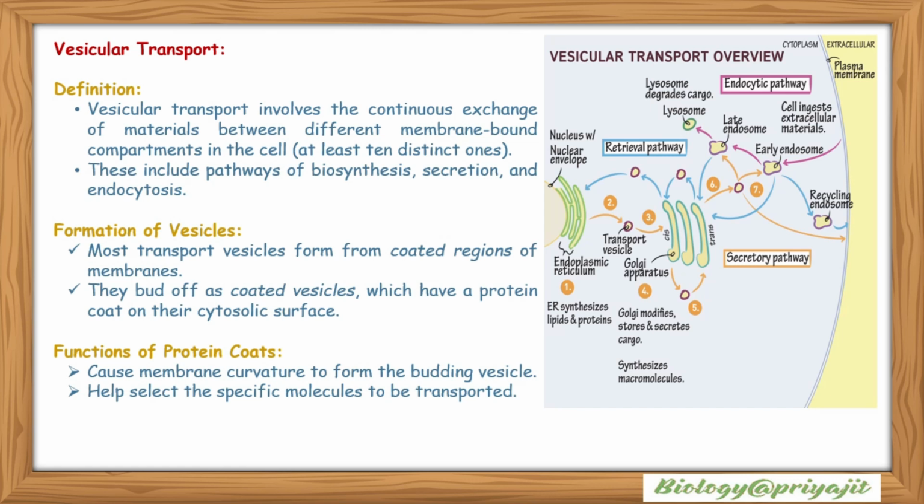So the formation of vesicles: most transport vesicles form from coated regions of the membrane. They bud off as coated vesicles which have a protein coat on their cytosolic surface. Functions of protein coats: it causes membrane curvature to form the budding vesicle. It helps select the specific molecules to be transported.